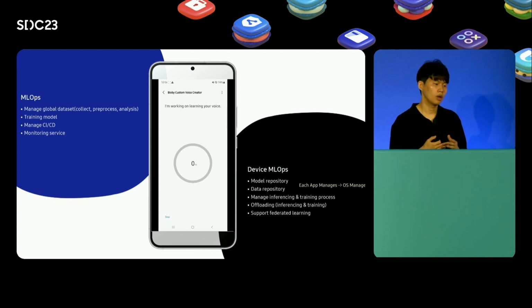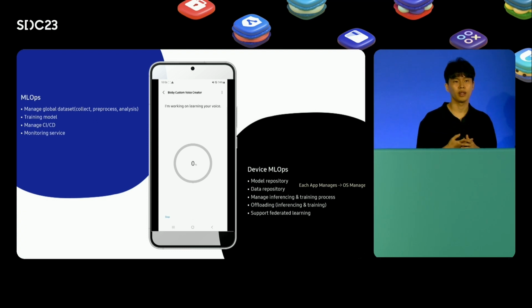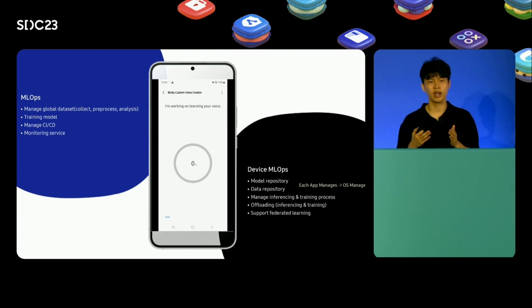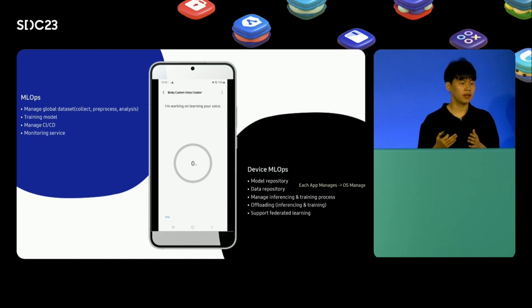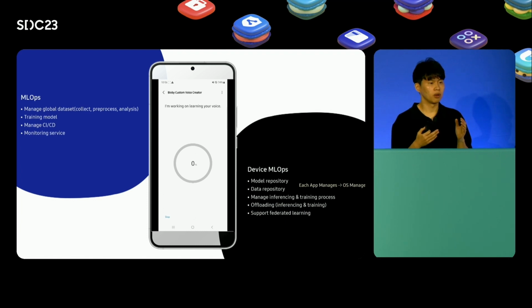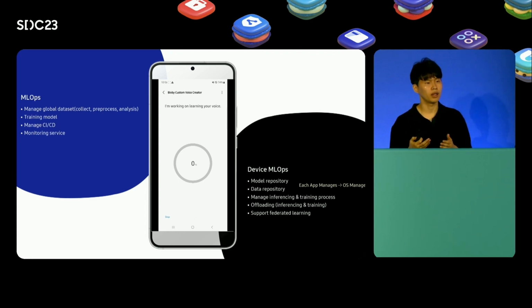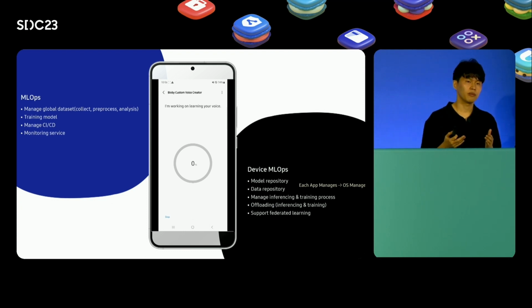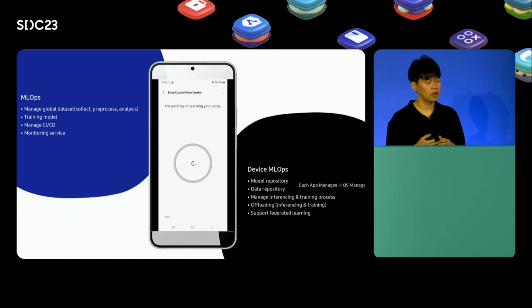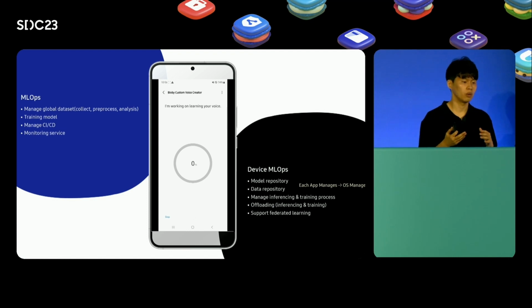Then, what is device MLOps, and why do we need device MLOps? On device AI, there are multiple applications on the device. Each application will have its own model and its own data. But instead of each application managing its data and model, device MLOps will manage the model repository and data repository.